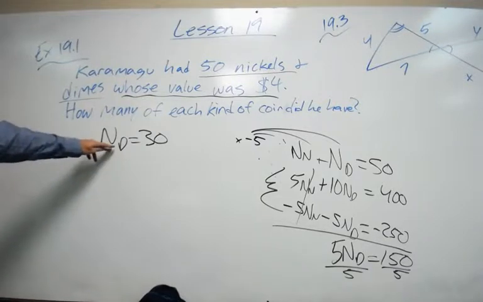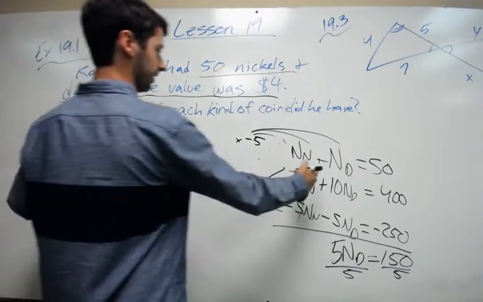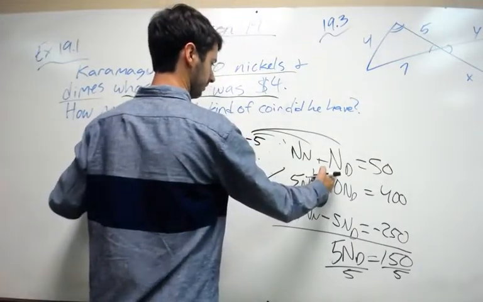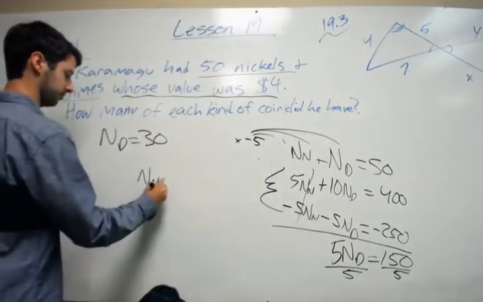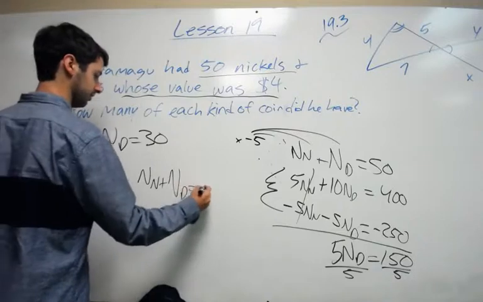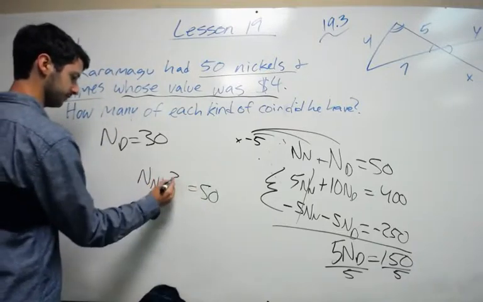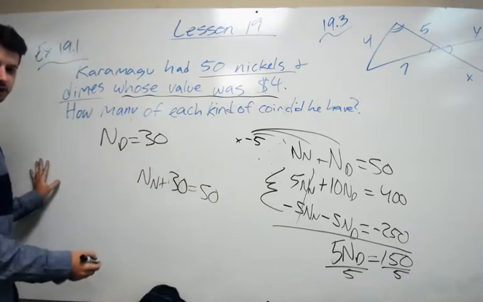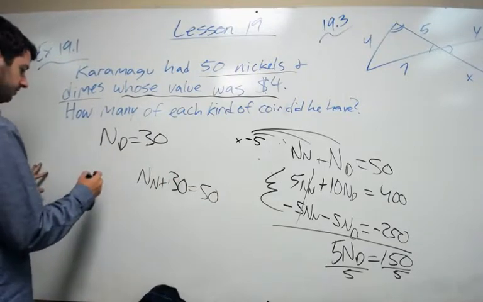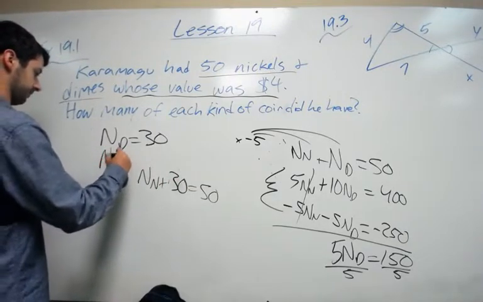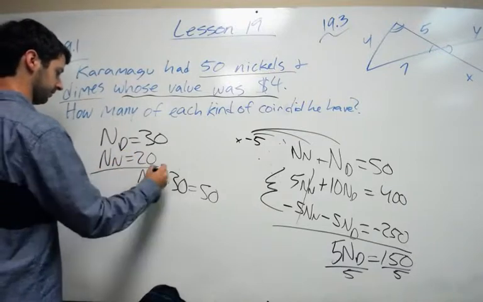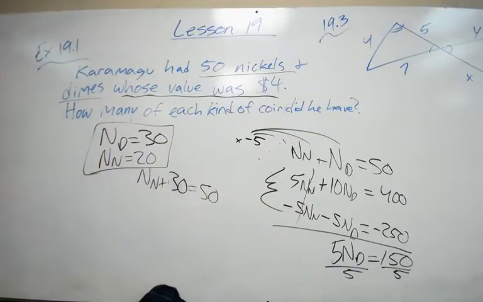Number of dimes is 30. Well, we can just plug that 30 in right here. We know number of nickels plus number of dimes equals 50. 30 dimes. Therefore, number of nickels, not going to solve that, I'm just going to tell you it's 20. And there's our answer. So that's how you do some of these value word problems.